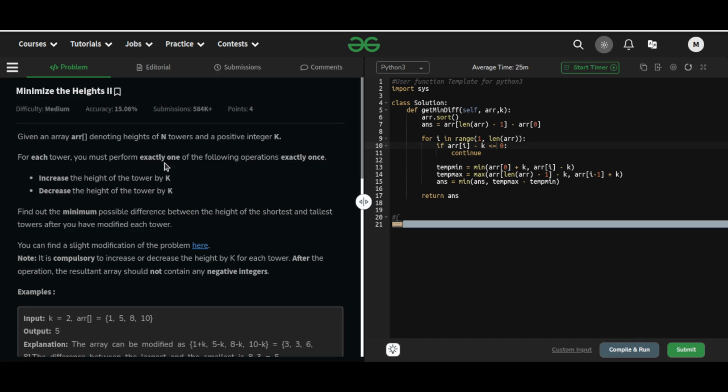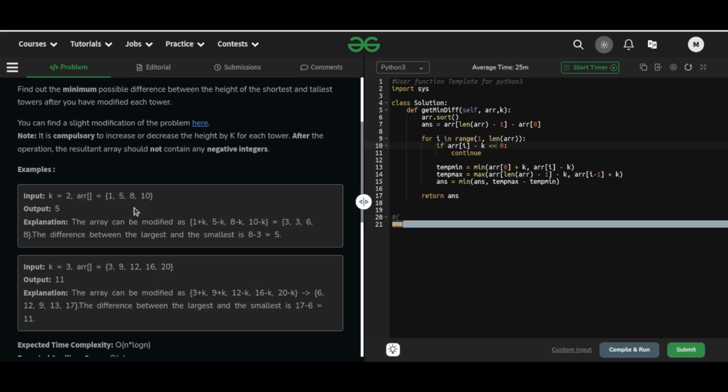For each tower you must perform exactly one of the following operations exactly once. Increase the height of the tower by k or decrease the height of the tower by k. Find out the minimum possible difference between the height of the shortest and tallest tower after you have modified each tower. Note, it is compulsory to increase or decrease the height by k for each tower. After the operation, the resultant array should not contain any negative integers.